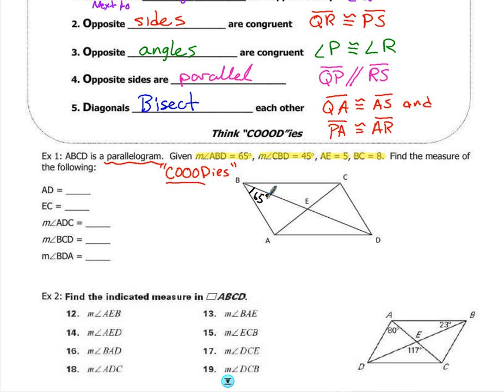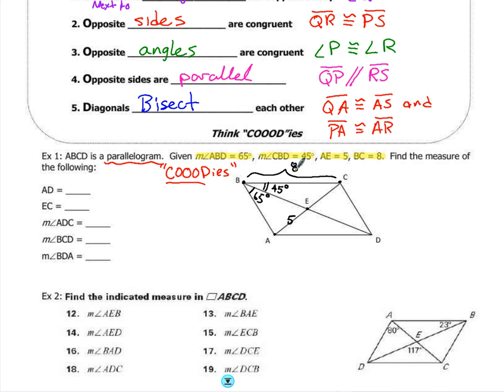They also tell me that angle CBD is 45 degrees. Those are consecutive angles. So by finding the sum of those two angles, I would know the measure of CBA. That might be helpful later on. AE, the length of A to E, is 5, and the length of BC, from here to here, this length is 8. So given that information, let's go ahead and find the missing parts.